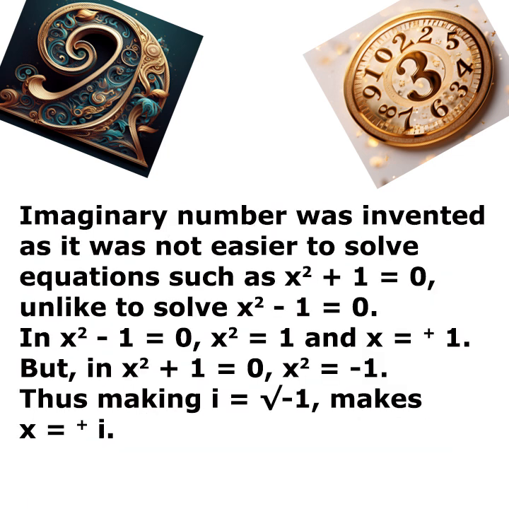The imaginary number was invented as it was not easy to solve equations such as x squared plus 1 equals 0, unlike solving x squared minus 1 equals 0. In x squared minus 1 equals 0, x squared equals 1 and x equals plus or minus 1. But in x squared plus 1 equals 0, x squared equals minus 1, thus making i equal to root of -1, which makes x equal to plus or minus i.